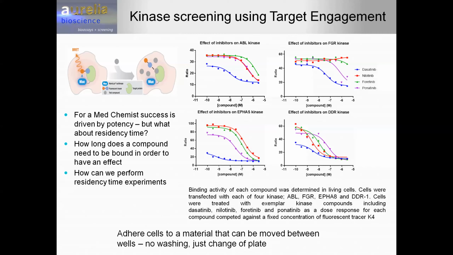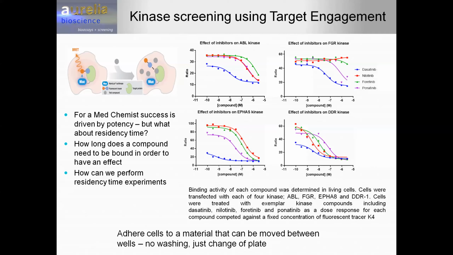Now, interestingly, I've said on the left-hand side there that for medicinal chemists, the success is driven by potency. So a medicinal chemist will start with micromolar and end up with low nanomolar and think that the job's all done. So the question is, what about residency time? How long does a compound need to be bound to a target to have an effect? And is there a differential in that residency time binding that results in some compounds having more profound side effects than others? We wanted to investigate that.